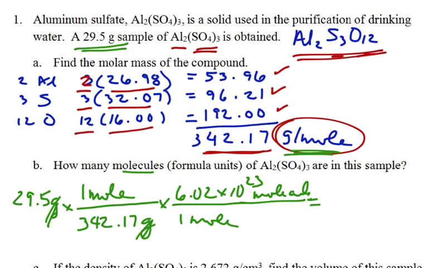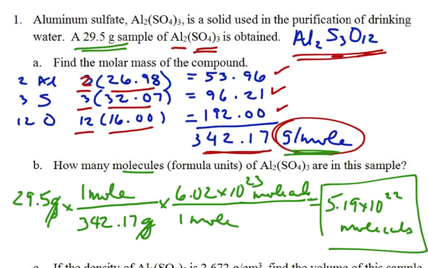I'm getting 5.19 times 10 to the 22 molecules. Let's put a box around that answer to make it easy to find. So far so good. We can see what we're doing is we're using our units, grams and grams, moles and moles, and we're left with molecules, and molecules is what we're trying to find, so we know we're done.